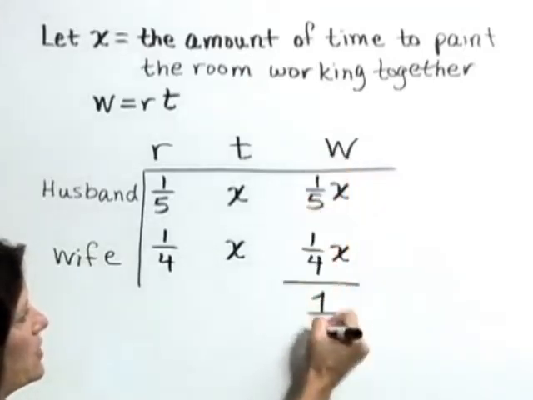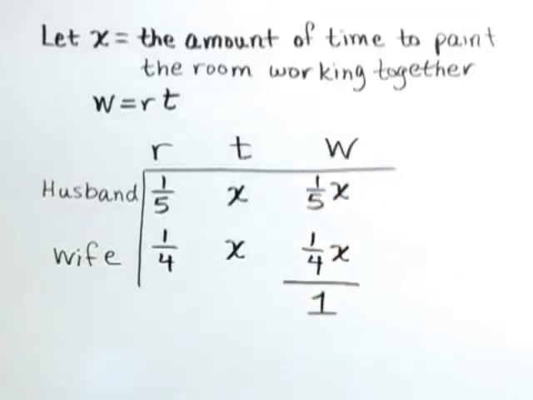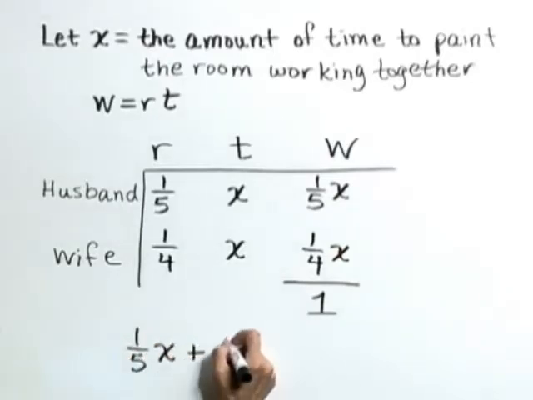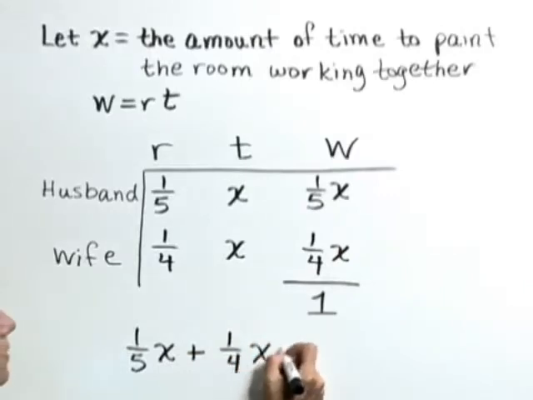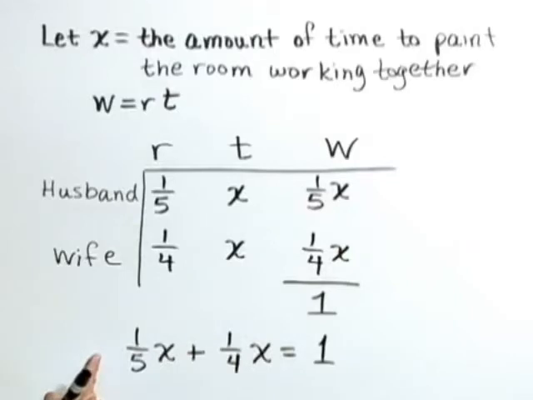So we'll use this last column to write our equation. Here it goes. The amount of work done by the husband, 1/5 x, plus the amount of work done by the wife, 1/4 x, is equal to one complete job. So we have our equation. As a next step, let's solve it.